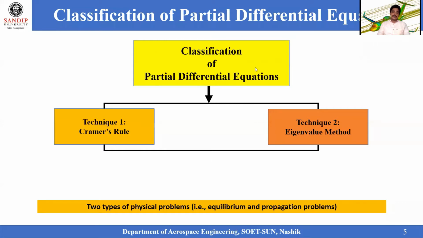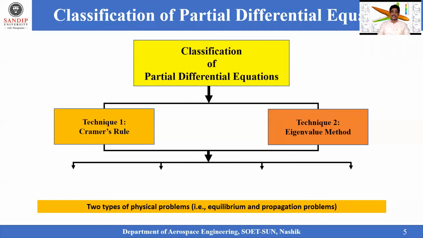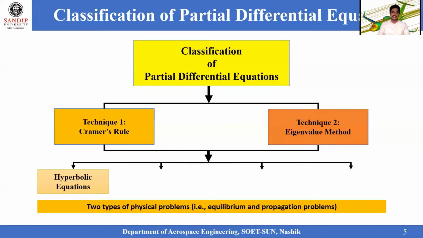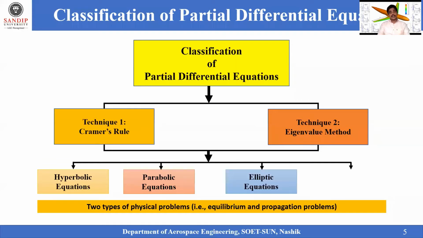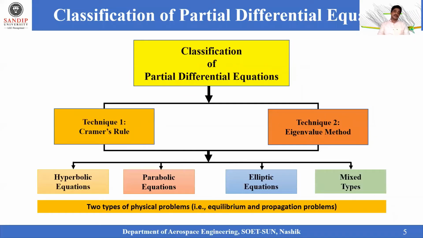Cramer's rule, that's technique 1, and technique 2 is the eigenvalue method. Okay, now let us see what exactly the classification of the partial differential equations is. They are classified into 4 types. The first is the hyperbolic equation, then the elliptical equation, then the parabolic equation, and there is one more type added under the classification of partial differential equations, that is the mixed type of equation.